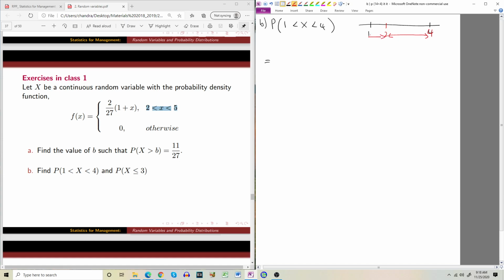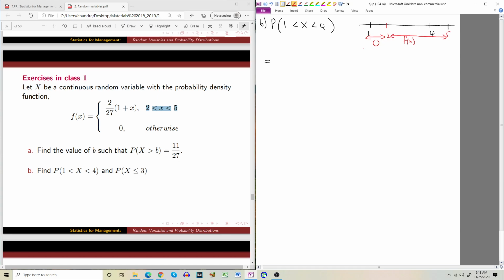From 1 to 2 the answer is 0. From 2 to 4 the answer is, the thing is f(x). Okay, we can consider f(x) because the f(x) is only, sorry, not here 4, here 5. See, the f(x) is in between 2 to 5.